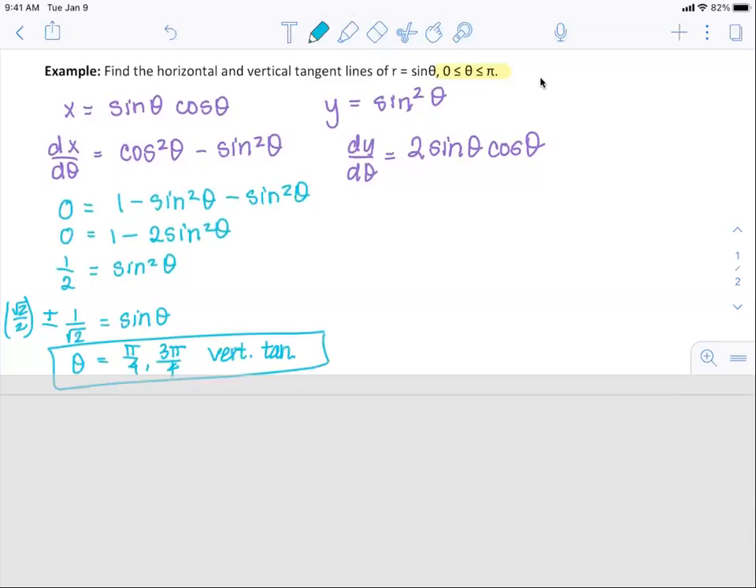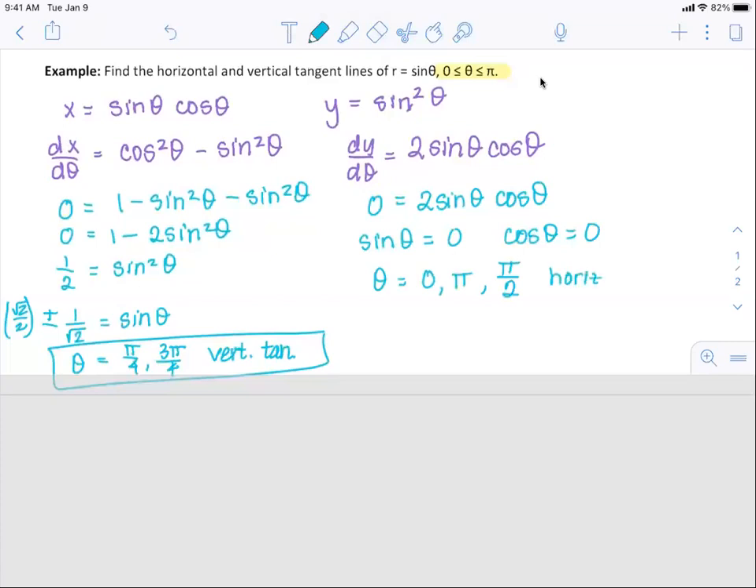Now we need to do the same thing for horizontal. So we set this equal to 0. And there's not much we can do with this other than the fact you may recognize that this is sine of 2 theta. If you don't, that's okay. If sine times cosine has to equal 0, that means either sine of theta equals 0 or cosine of theta equals 0. The 2 is kind of irrelevant. Where does the sine equal 0? 0 and pi. So we want both of those. 0 and pi, and then cosine is equal to 0 at pi halves and 3 pi halves. 3 pi halves is too big, so we just also want pi halves, and these are our horizontal tangents.